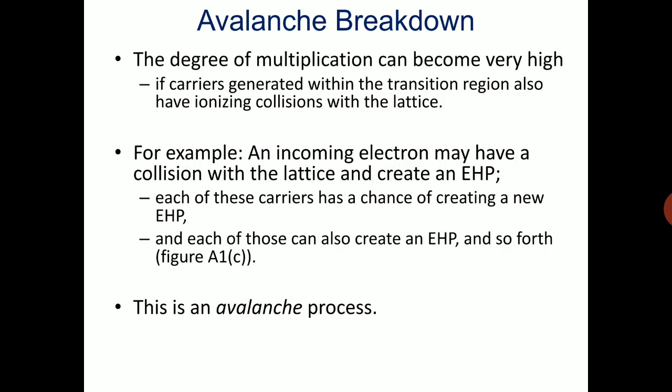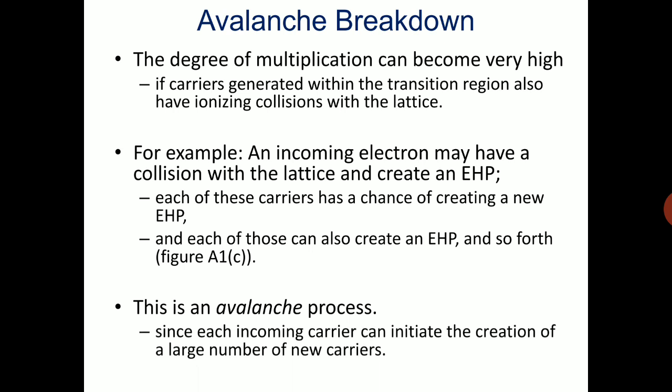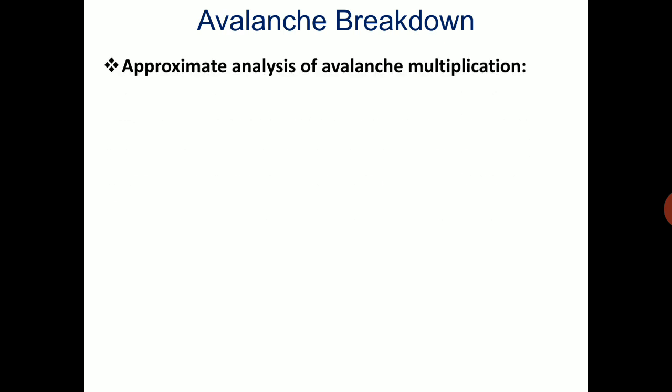Okay, were you all able to understand? Fine, we'll move to the next slide. We'll try to analyze this multiplication: approximate analysis of avalanche multiplication. Why is this important? In order to know the actual collision, we'll try to formulate some equations and an empirical multiplication formula. This is not a detailed derivation; we'll try to have it in a theoretical manner.